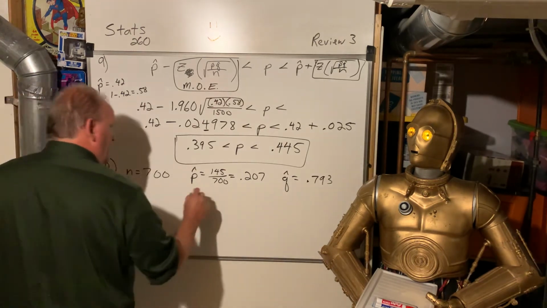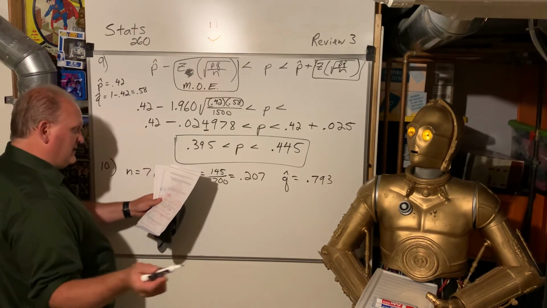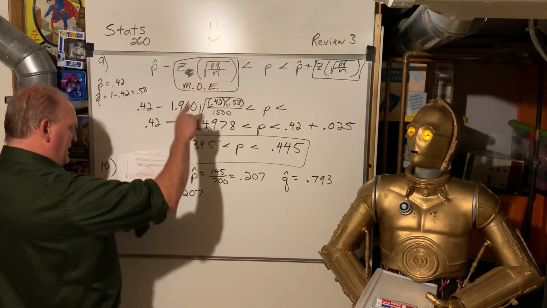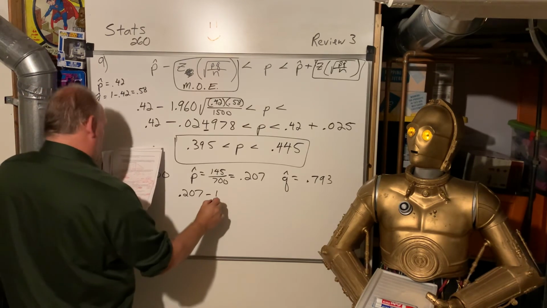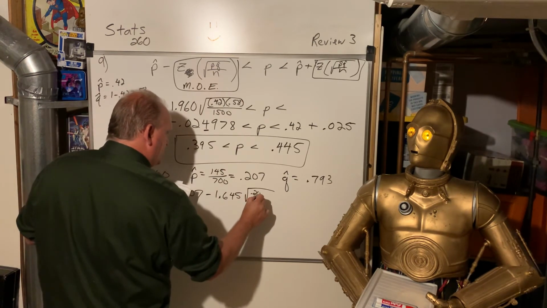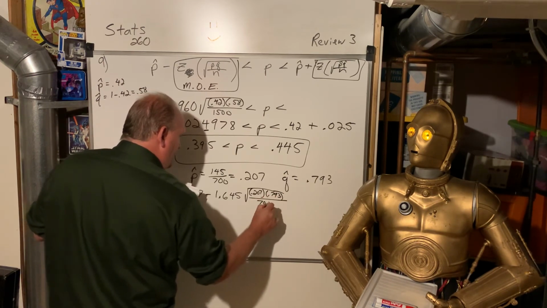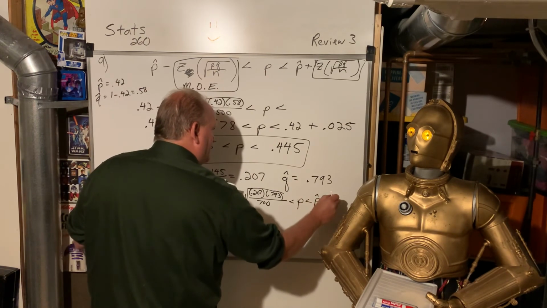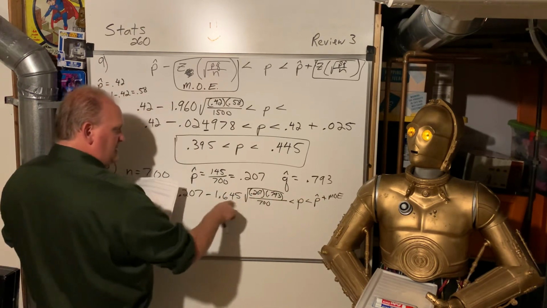So we're going to take this and put in our values. They want a 90% confidence interval. So on that table, you look at 90% on the top where it says confidence interval, and you follow it all the way to the bottom, and it kicks out 1.645. And then we've got the square root of 0.207 times 0.793 divided by 700. And that's less than P, which is less than P hat plus the margin of error. I'm not going to write all that out again. This is the margin of error.